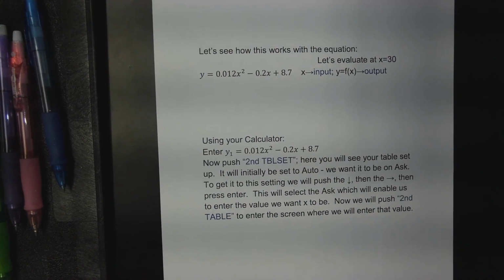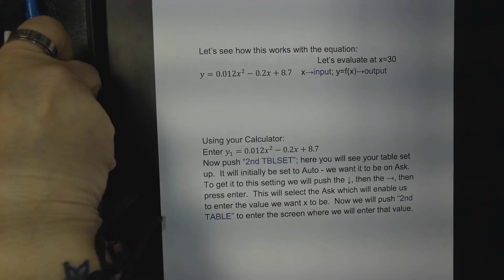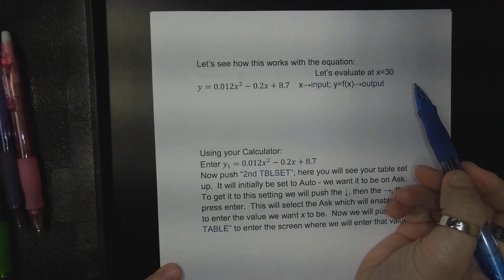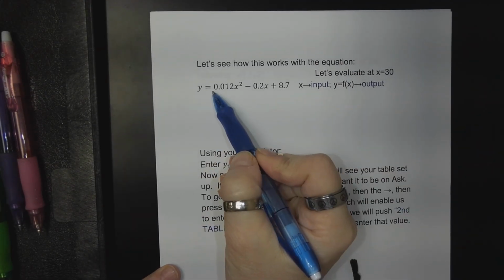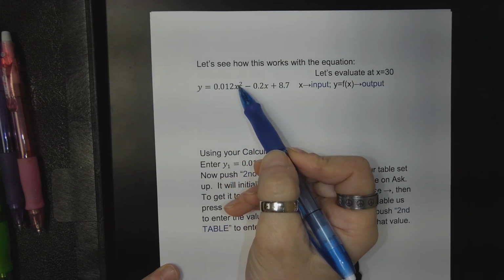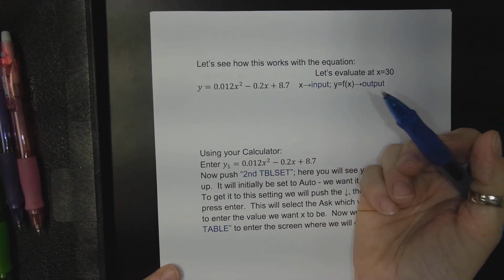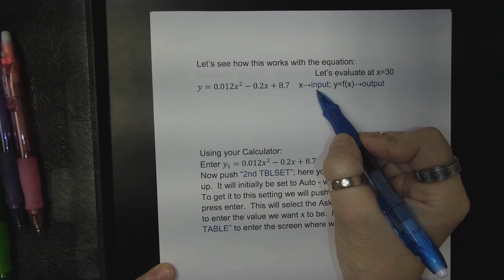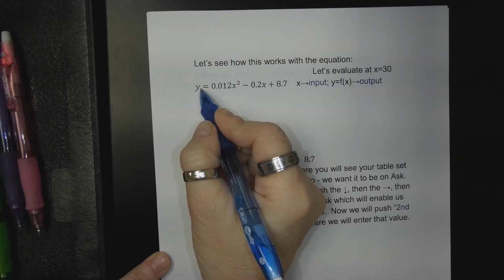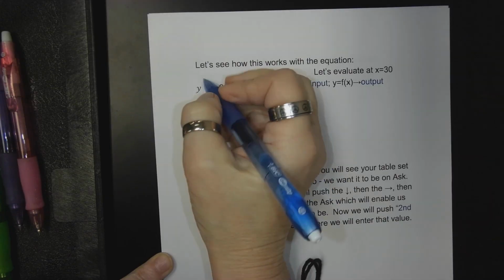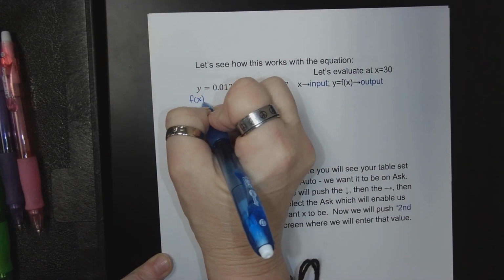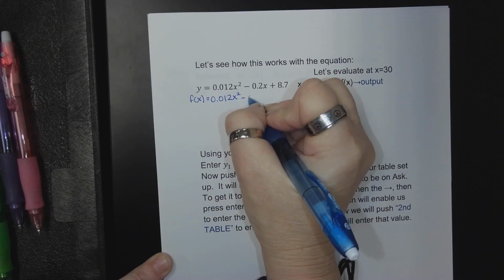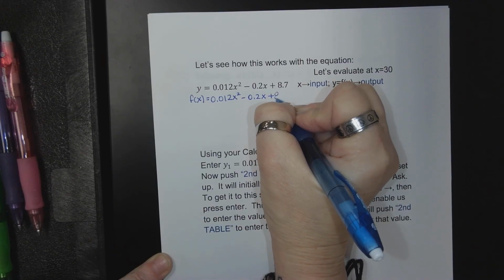Let's see how this works with an equation. So let's work this equation. We have y equals 0.012 x squared minus 0.2x plus 8.7. So the first thing that we're going to do, x is our input, and y equals f of x. So instead of y, we're going to change this to f of x. That's our first step. So we're going to say f of x equals 0.012 x squared minus 0.2x plus 8.7.